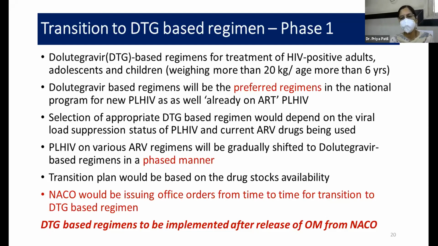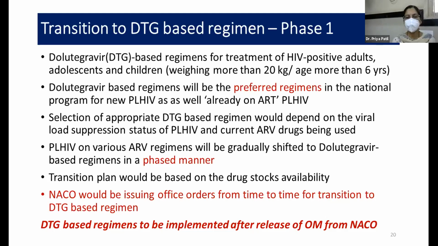Now these regimens will be the preferred regimens in the national program for new PLHIV as well as PLHIV already on ART. Selection of the appropriate DTG based regimen would depend on the viral load suppression status of the PLHIV and the current ARV drugs being used. PLHIV on various ARV regimens will be gradually shifted to dolutegravir based regimens in a phased manner. So it's very important that it is going to happen in a phased manner, and so we cannot suddenly shift all patients. The transition plan would be based on drug stock availability.